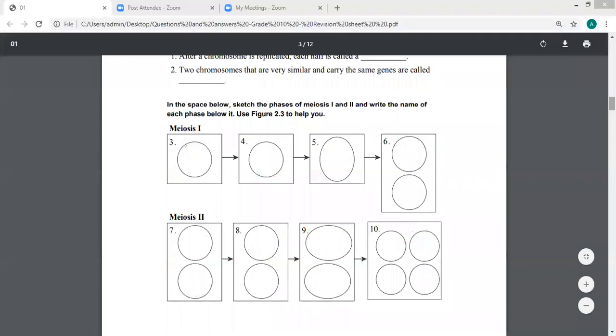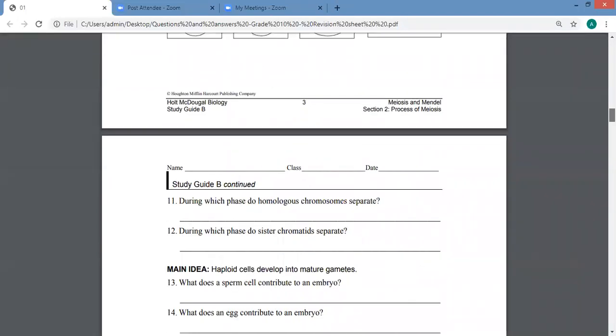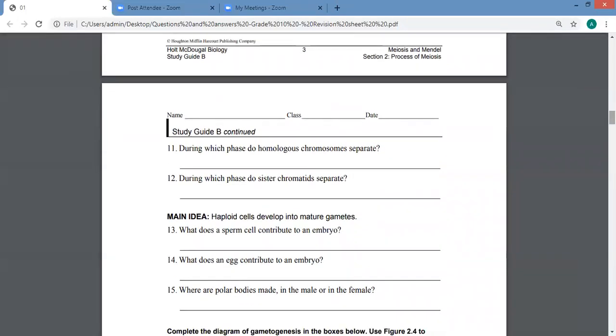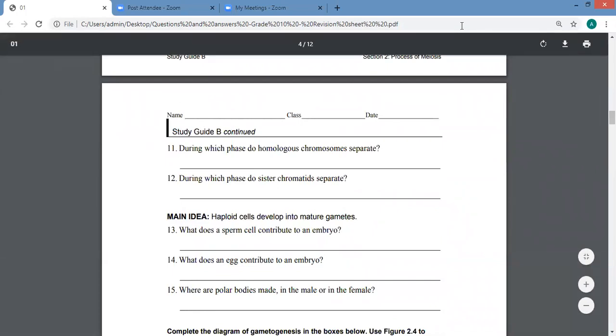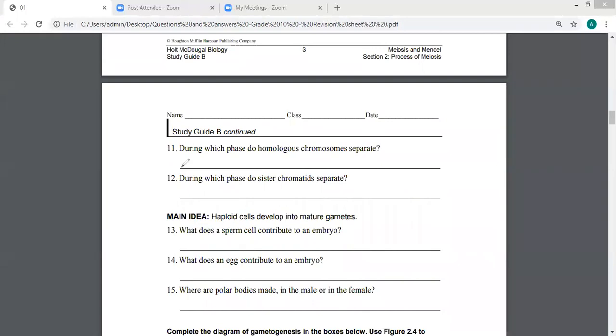Next, number 11. During which phase do homologous chromosomes separate? During which phase do homologous chromosomes separate from each other? Anaphase 1. Which phase? Number 11. Anaphase 1. Okay, excellent.